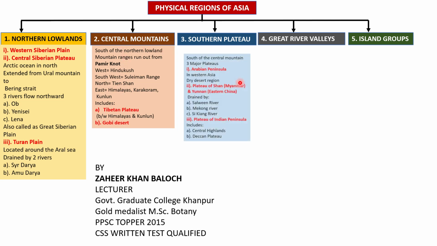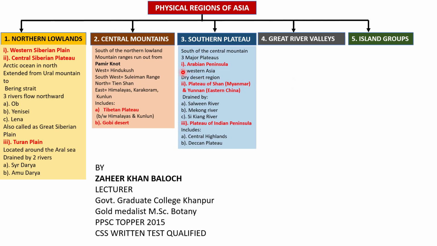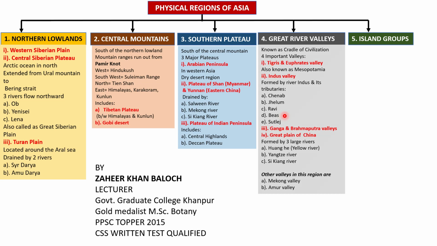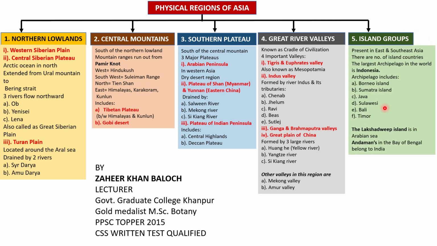Number three is the Southern Plateau, which includes the Arabian Peninsula, Plateau of Shan and Plateau of Yunnan. Number three is also the Plateau of Indian Peninsula. Number four is the great river valleys of the Tigris and Euphrates valleys, Indus valleys, Ganga and Brahmaputra valleys. Also the Great Plain of China. And the last one is island groups. Different islands of Indonesia and India are to be covered in this lecture one by one. So we are now explaining one by one.